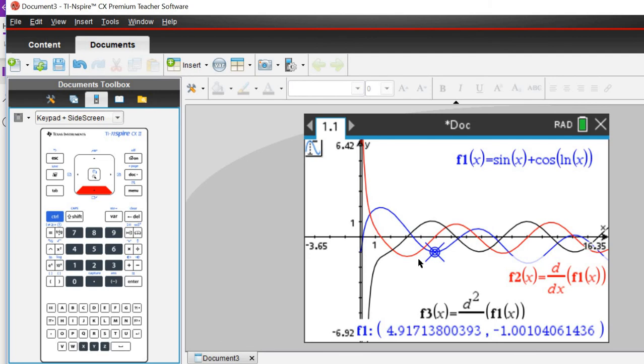So that's what you would do with a graph if you wanted to evaluate functions, first derivatives and second derivatives for a particular given x value.